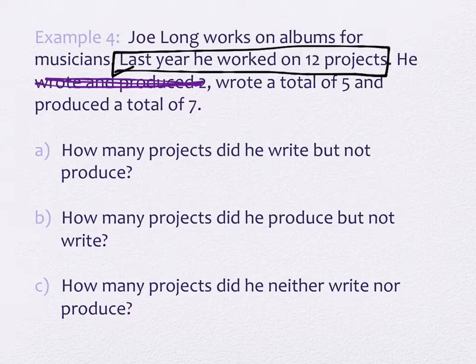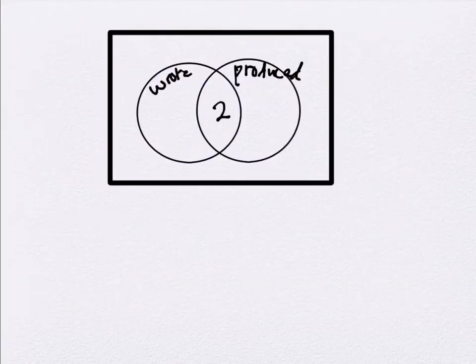It says he wrote a total of 5. Like this? Does everybody agree? Okay, if I put a 5 right there, how many did he write? How many projects did he write? 7. Did he write 7? Ooh. Okay, so I actually have to subtract to get the 3 to put there on this one instead.